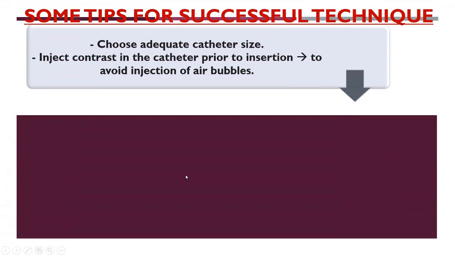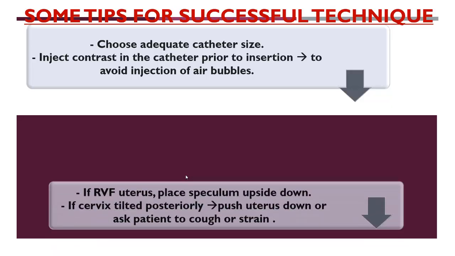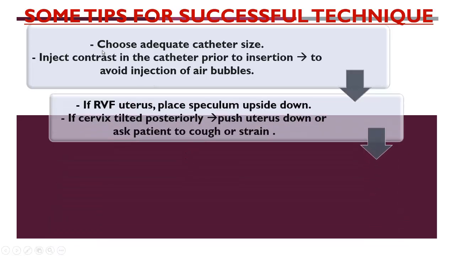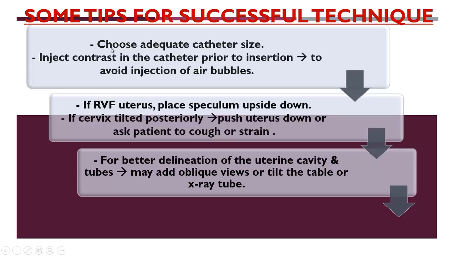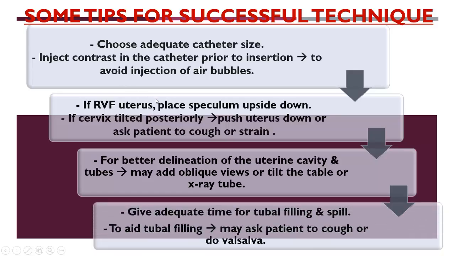Some tips for a good successful technique. First, as I have just said, choose adequate catheter size. Inject contrast in the catheter prior to insertion to avoid injection of air bubbles. If the uterus is retroverted, you can place the speculum upside down. If the cervix is tilted posteriorly, try to push the uterus down and ask the patient to cough or strain.